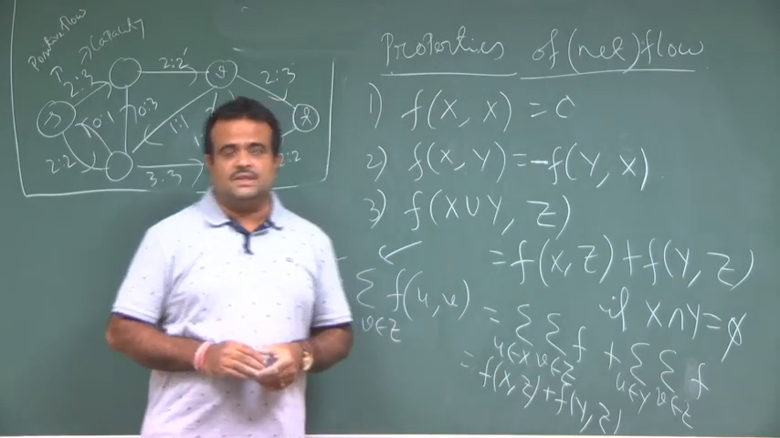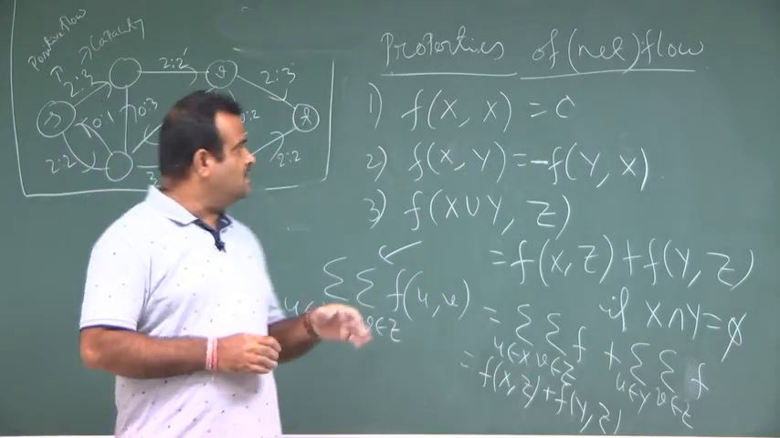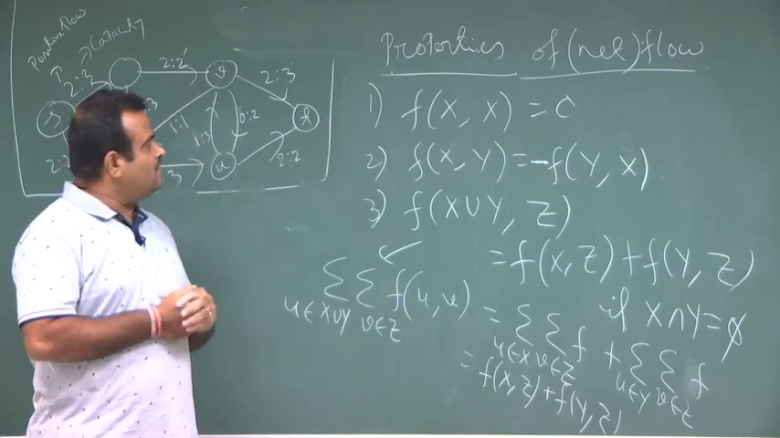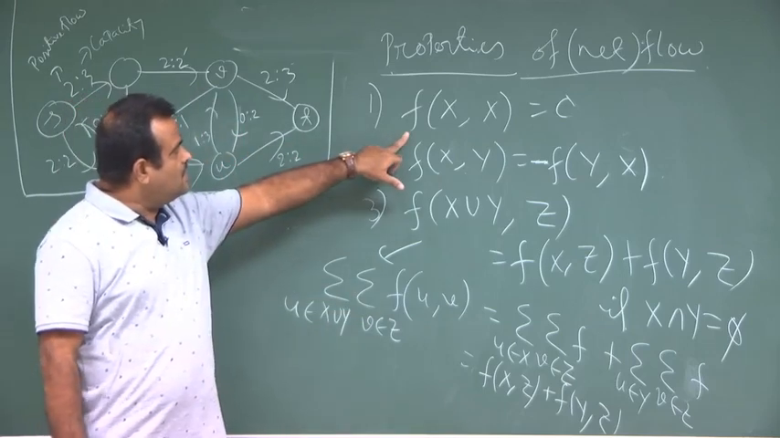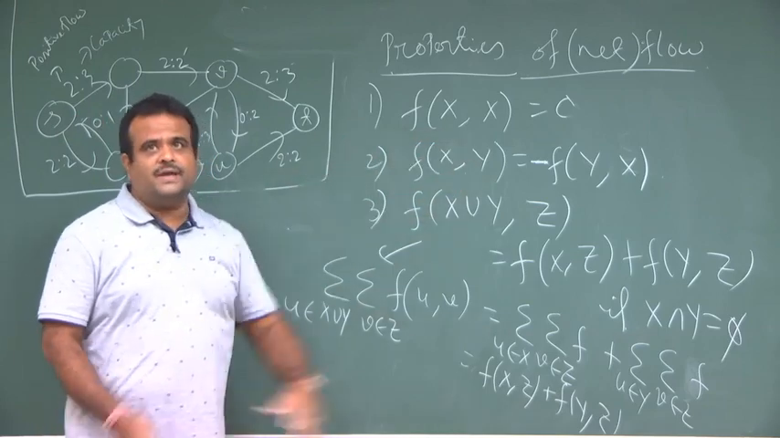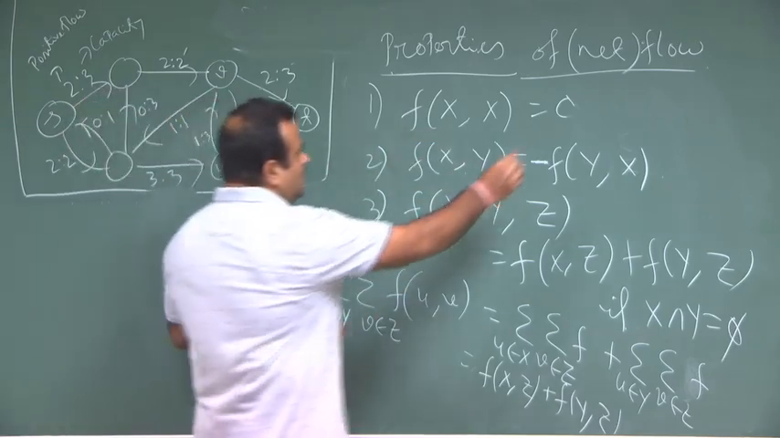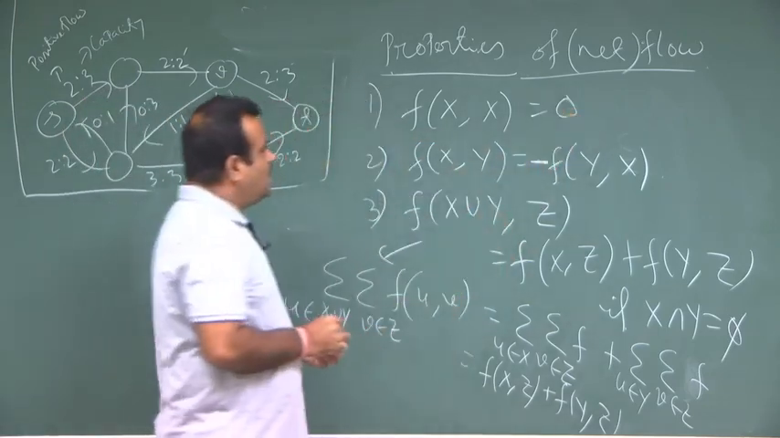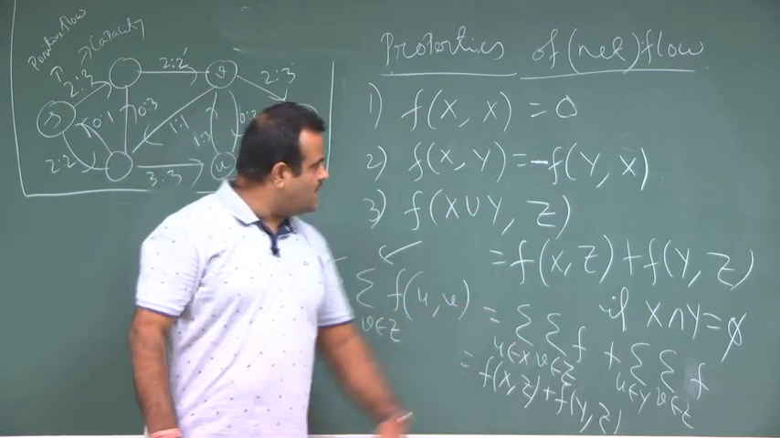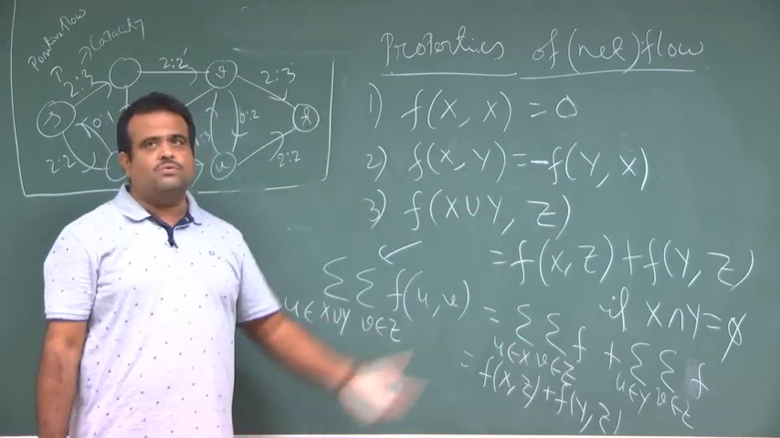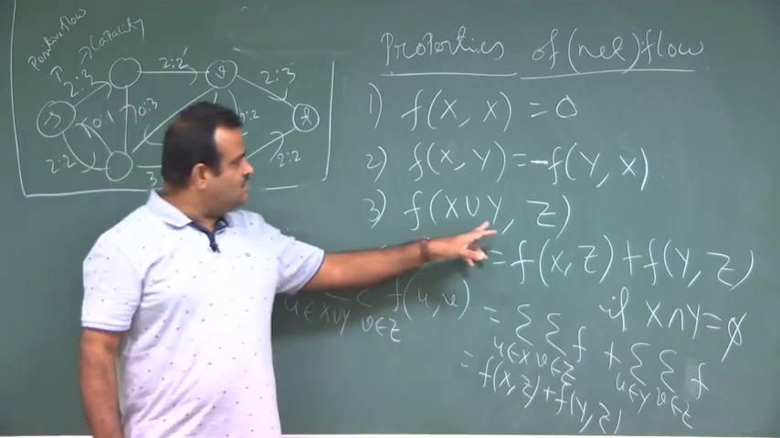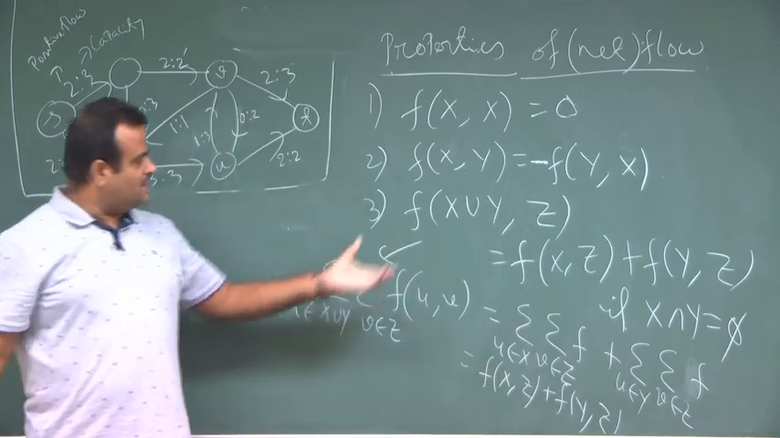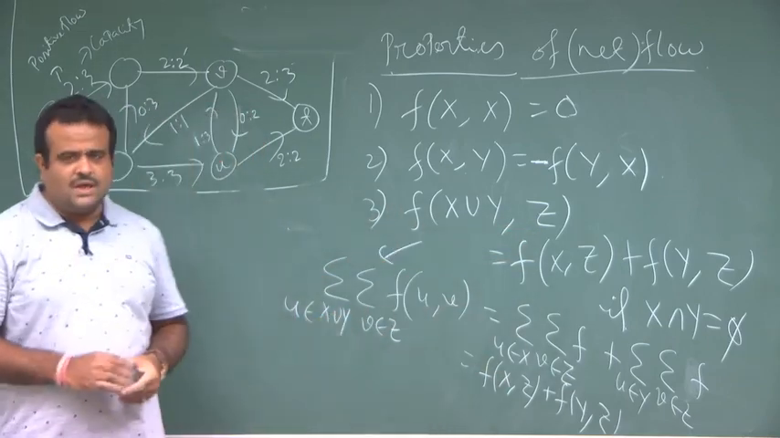Okay, so in the last class we have seen these properties of a net flow. If we have f a net flow, then f of x comma x is 0, then f of x comma y is equal to minus of f of y comma x, and if we have two disjoint sets, then f of x union y is basically the sum of these. So, this we have proved in the last class.